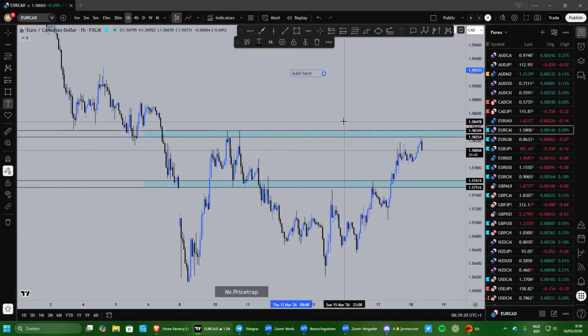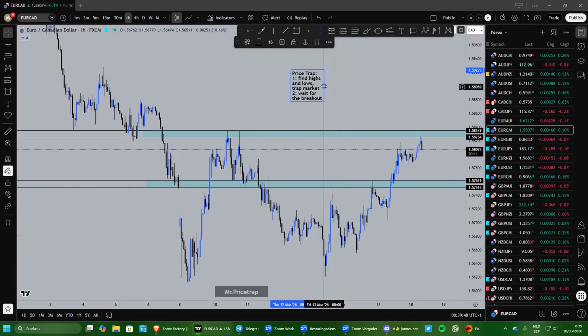Let me write this down for the people who are pretty new to these sessions. I know a lot of people are watching the recordings, so I want to make things a little bit more clear. The first step is to find highs and lows, and trap the market between them. The second one is to wait for the breakout. It doesn't matter which way. We can go up, we can go down. We just want to see a breakout, and that breakout needs to be a 1 hour candle close.